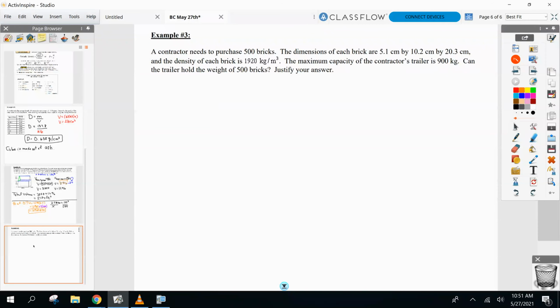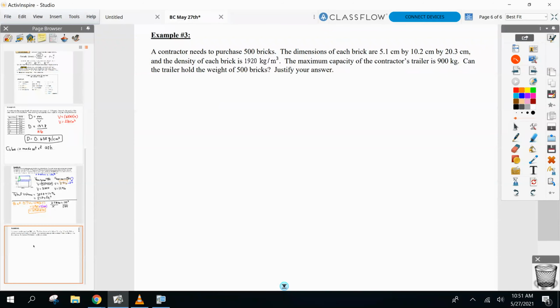All right, I got 500 bricks, in the shape of, I don't think I have to say this in the problem, but in the shape of a rectangular prism. Well, what if they are pyramid bricks? Just stop. Just stop being embarrassing. All right, these are rectangular prism bricks. I got 500 of them, and the size is 5.1 by 10.2 by 20.3.